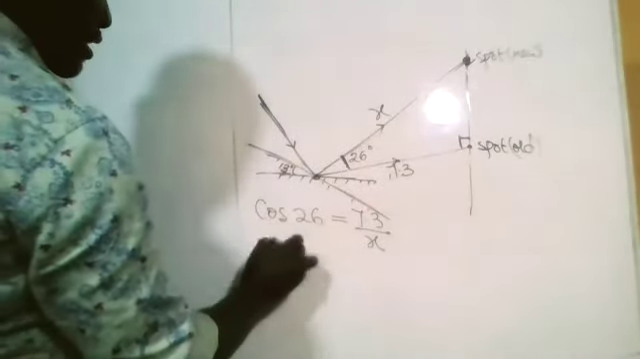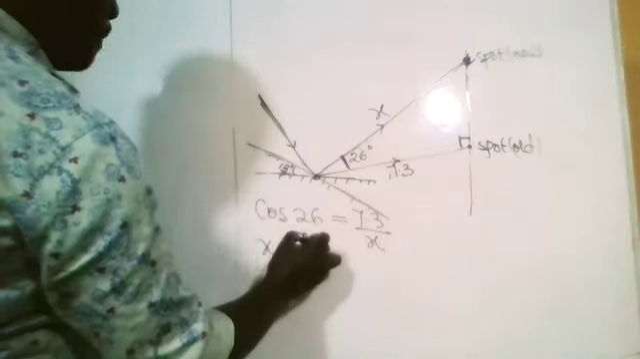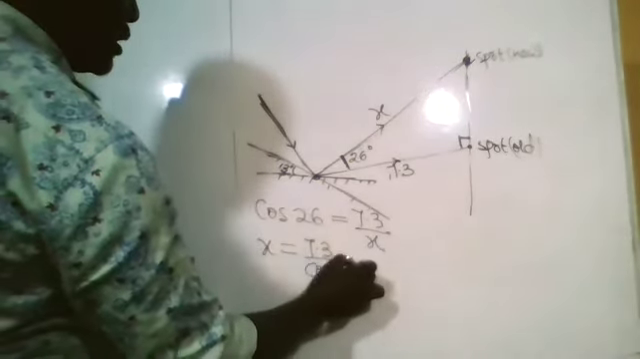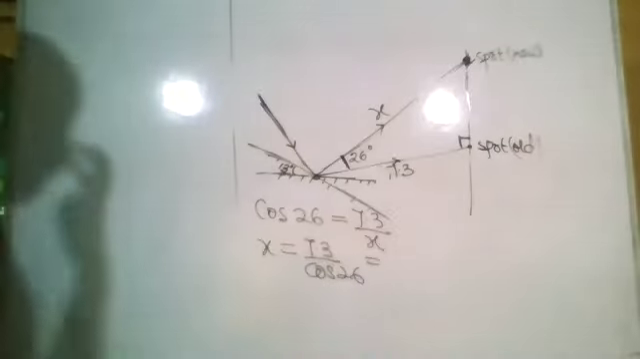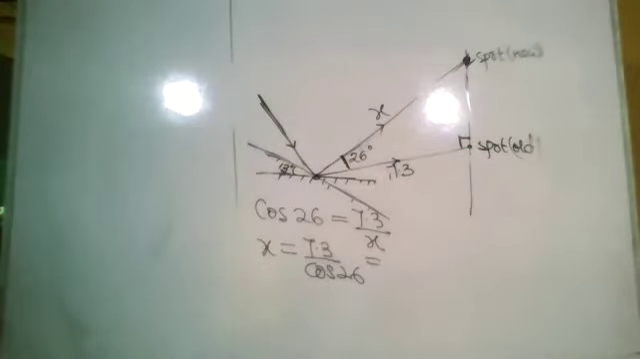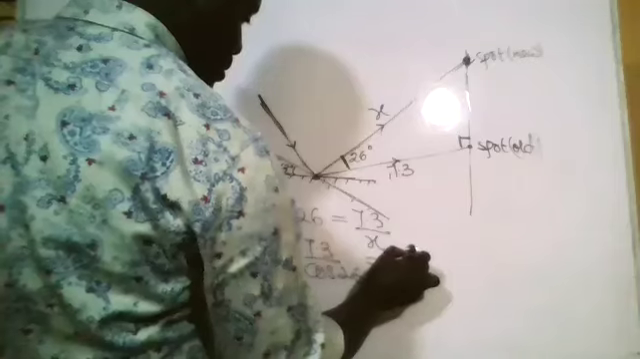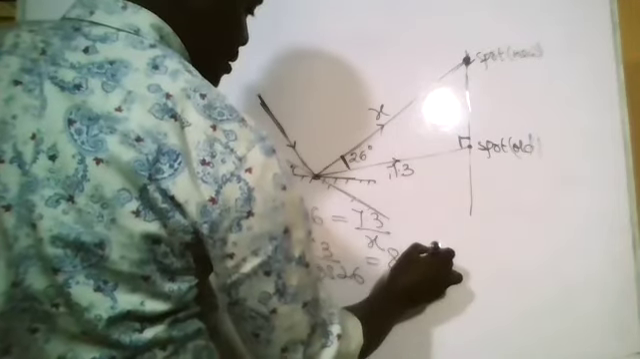Therefore, x is equal to 7.3 over cos 26. And that is equal to what? 7.3 divided by cos 26 is 8.456. Give it to me in 2 dp. 8.46.